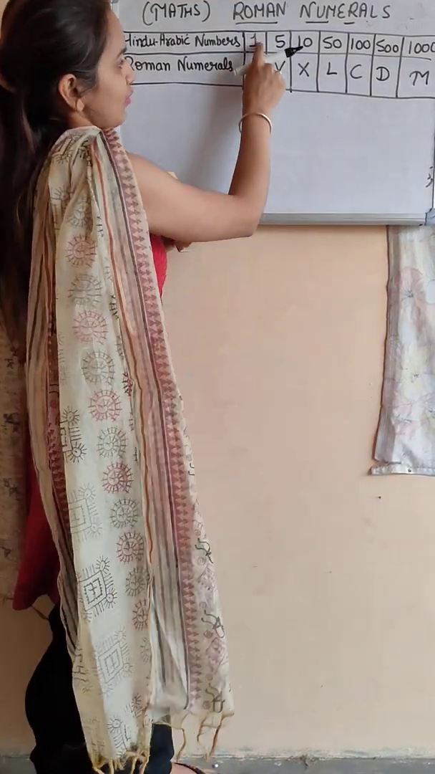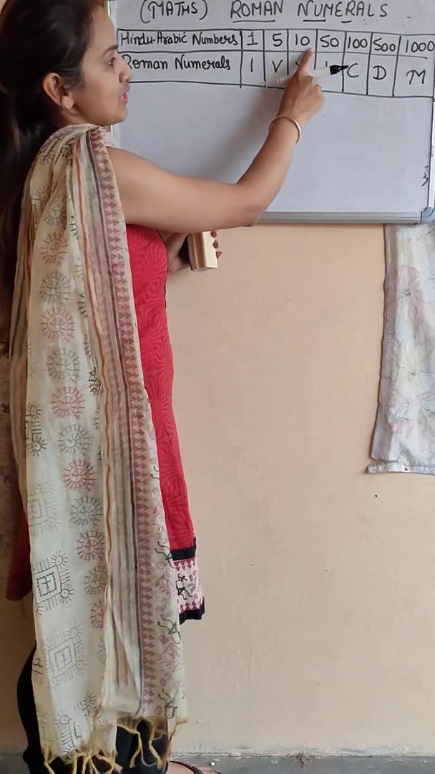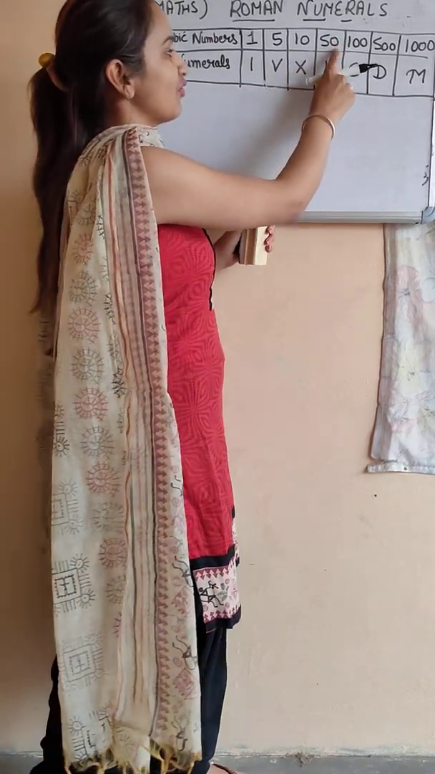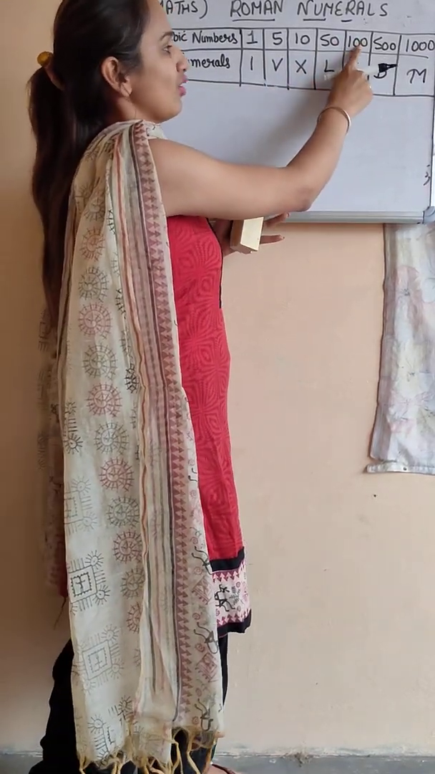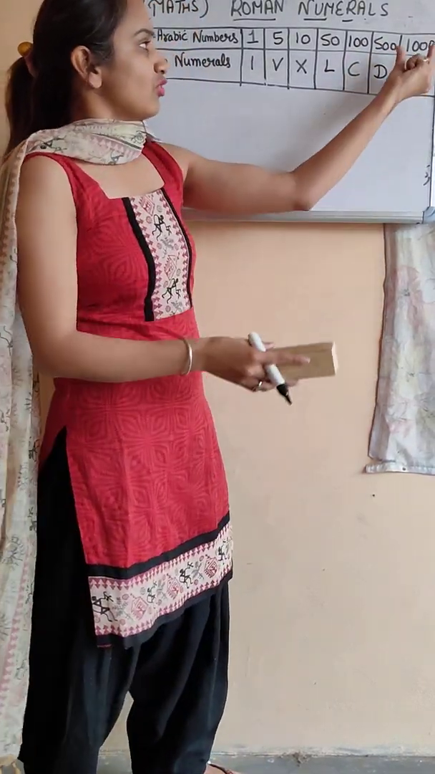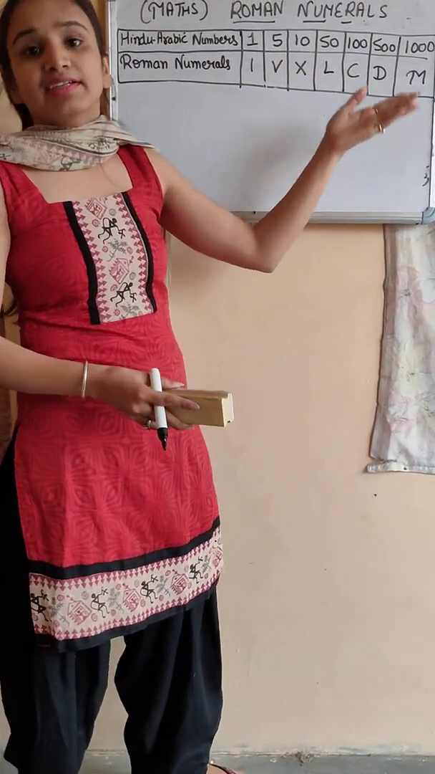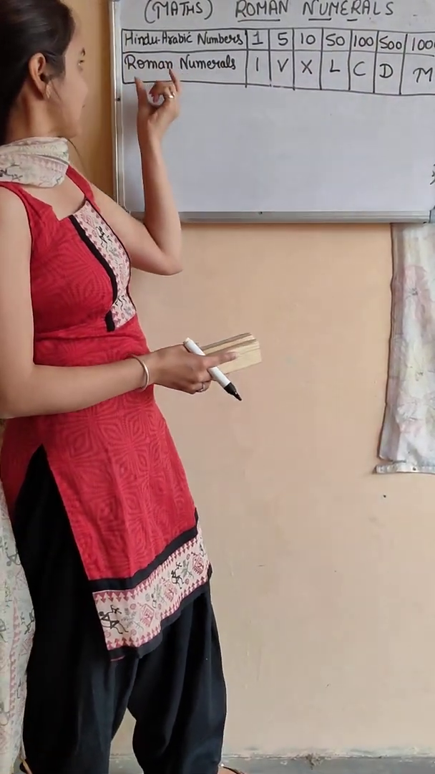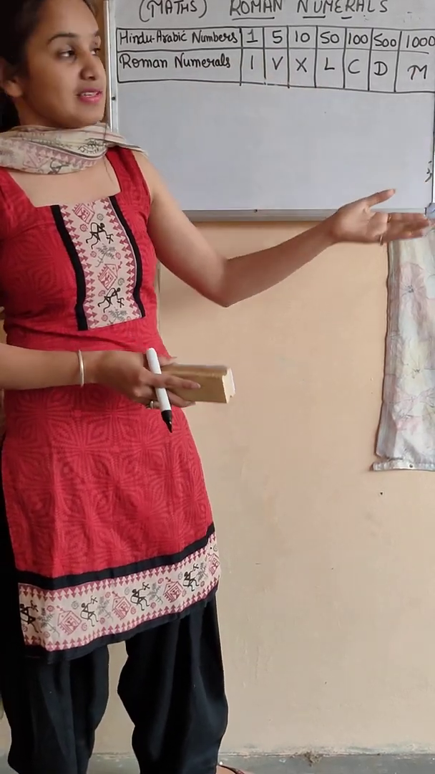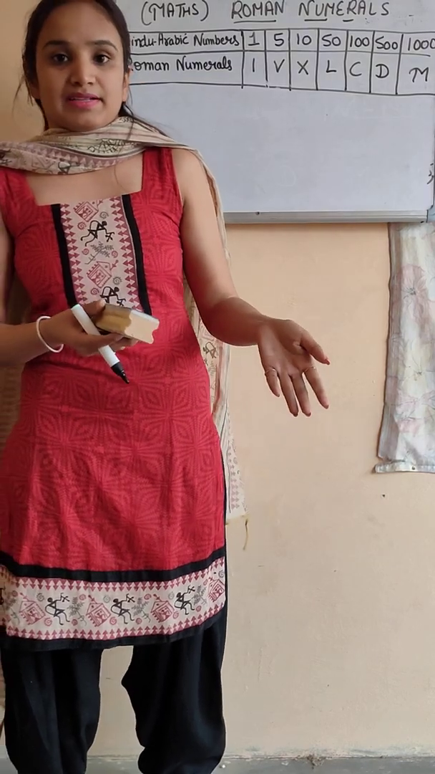What are these? For 1, I. For 5, V. For 10, X. For 50, we will write L. For 100, C. For 500, D. And for 1000, M. So these are our basic 7 English alphabets and these are our Roman numerals. And with the help of these 7, we will write other numbers also.